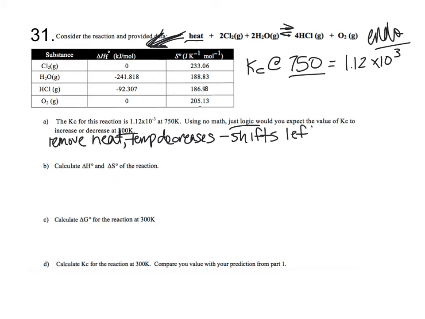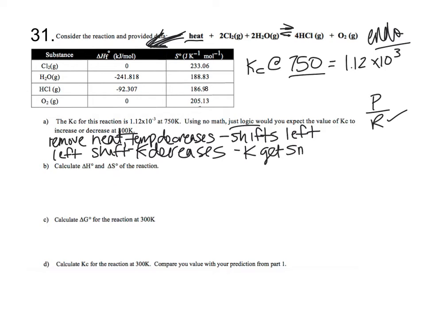Okay, I think everyone's hopefully on the same page. What happens to the magnitude of K, though, when we shift left? Left shift, we get more what? Remember, it's products over reactants. If we shift left, we get more reactants. So the magnitude of K decreases, right? So we're going to predict, based on our logic, that when we go to 300 K, our K is going to get smaller.